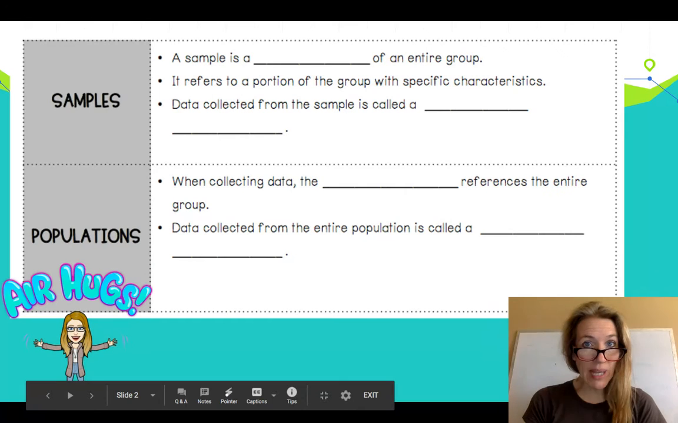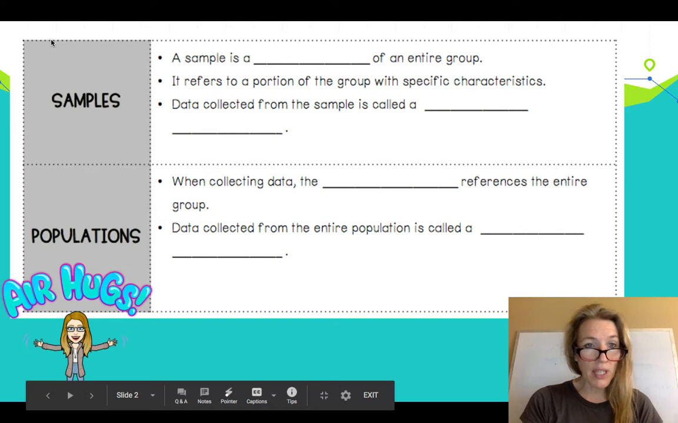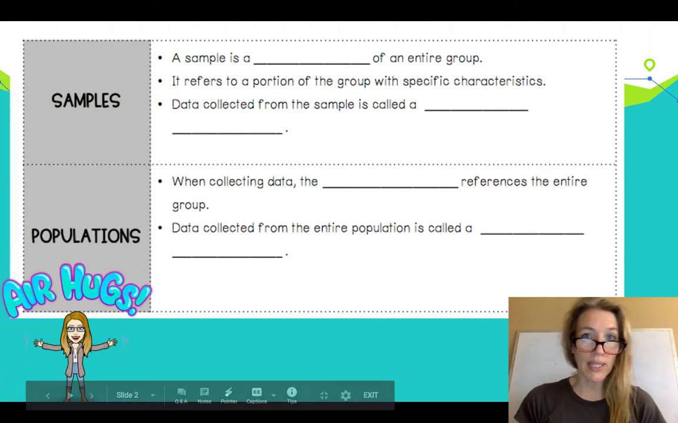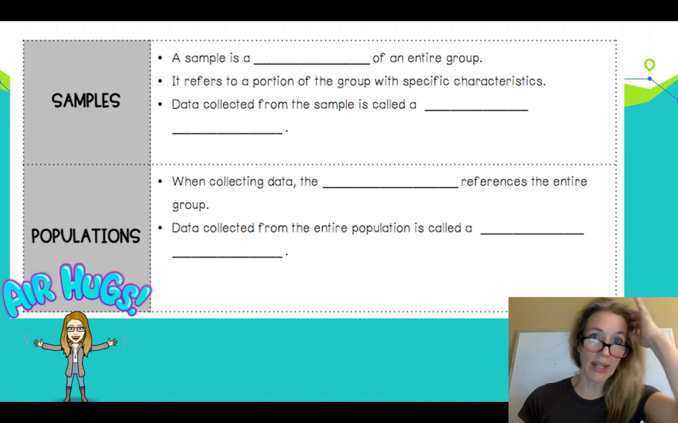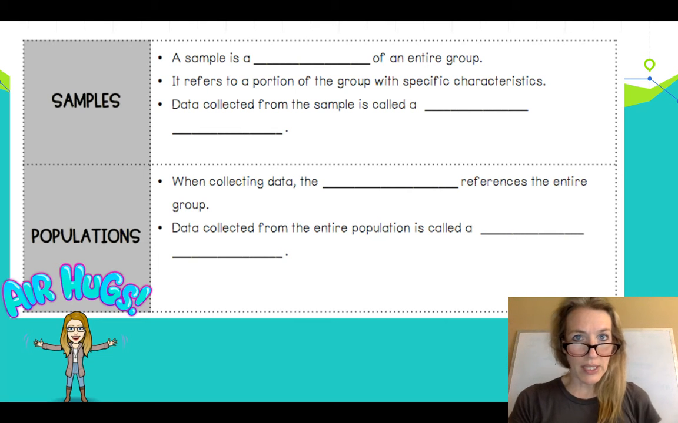But before we begin talking about bar graphs, I do need to cover some vocabulary words for this unit. So we're going to talk about samples and populations. Up at the top here, if you will go ahead and grab your math journal and a pencil and write these definitions down in your math journal so that you can keep them fresh for this unit.